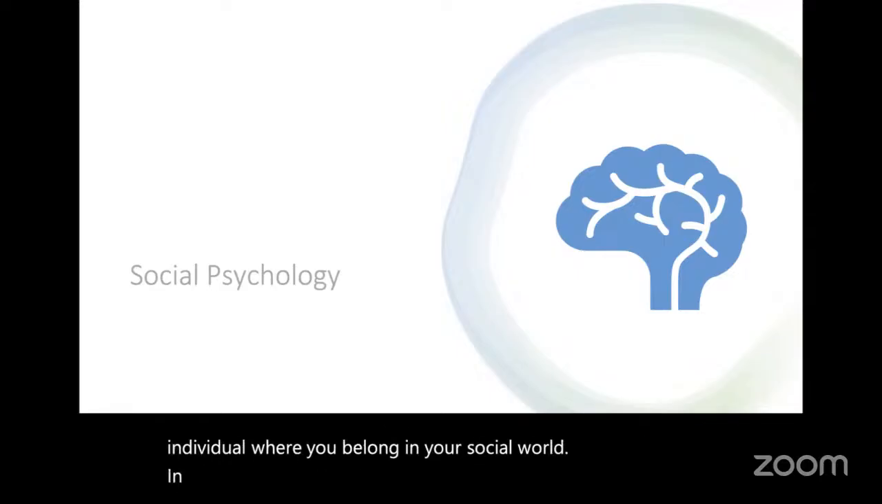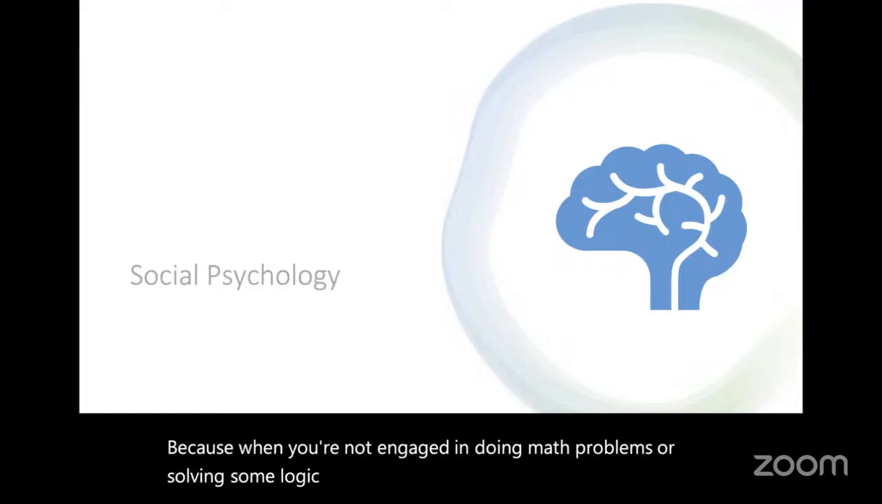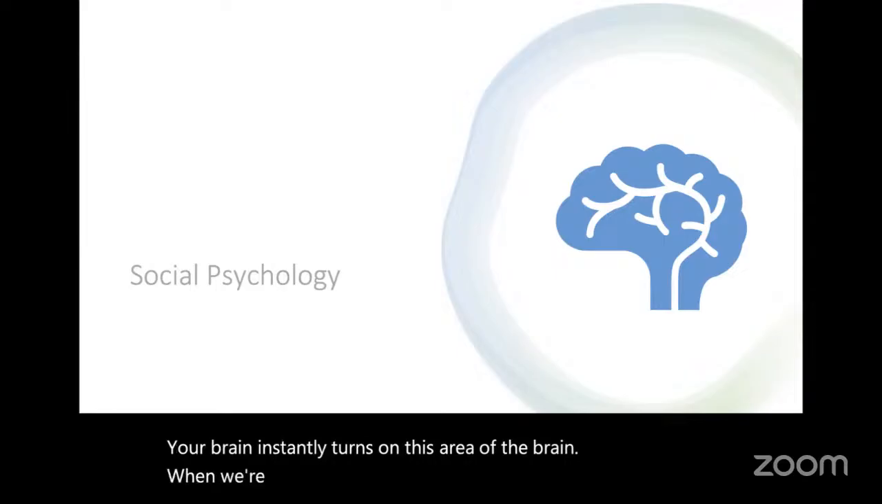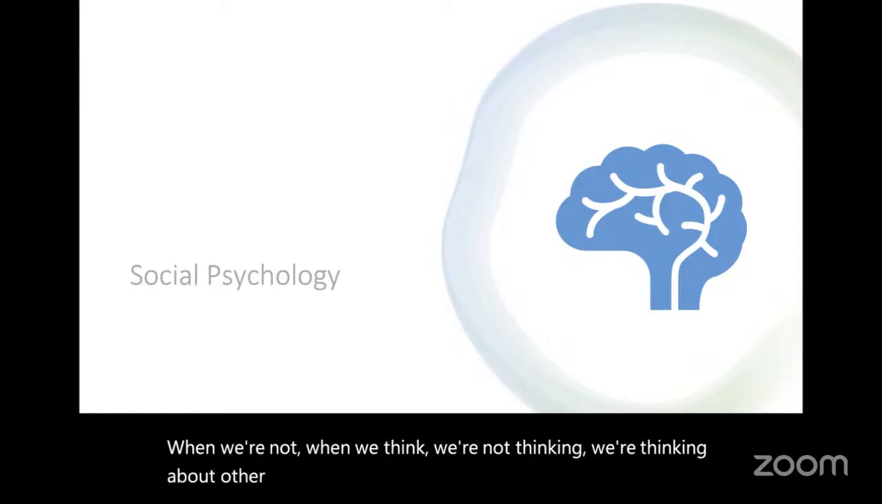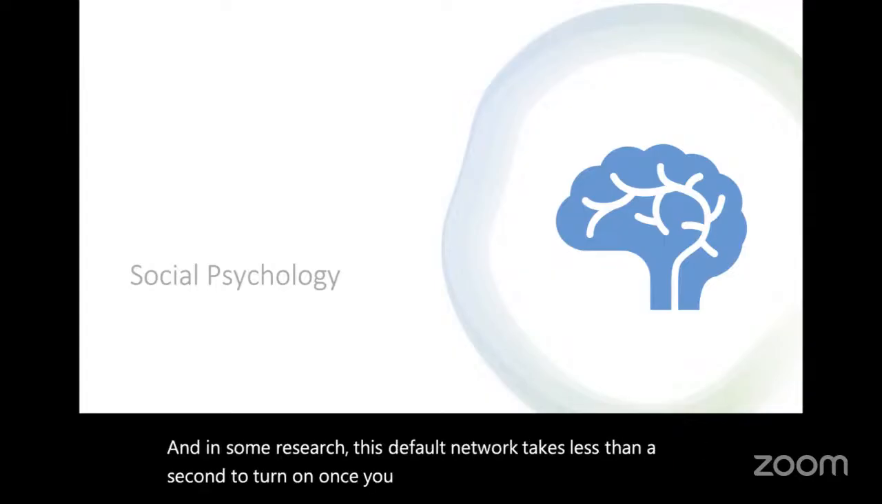In fact, this area of the brain is so complex, it's also called the default network. Because when you're not engaged in doing math problems or solving some logic problem, your brain instantly turns on this area of the brain. When we think we're not thinking, we're thinking about other people. We're thinking about our social relationships. And in some research, this default network takes less than a second to turn on once you stop thinking about a math problem. And we measure this.